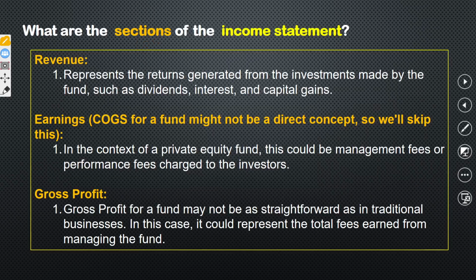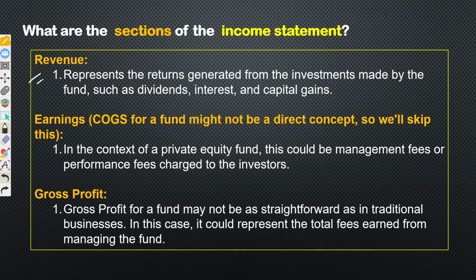All right. So the sections we have already discussed, but again I'll just quickly brief it, in a more formal way. When we say sections of the income statement, it represents the returns generated from the investment made by the fund, such as dividends, interest and capital gains that we recorded. Revenue, we record to the credit side of the income statement.